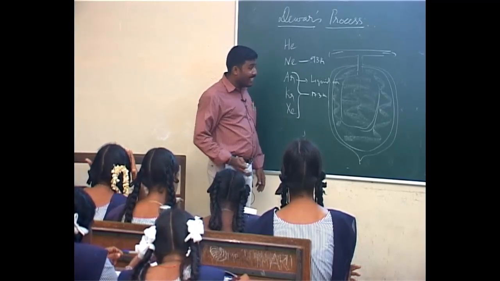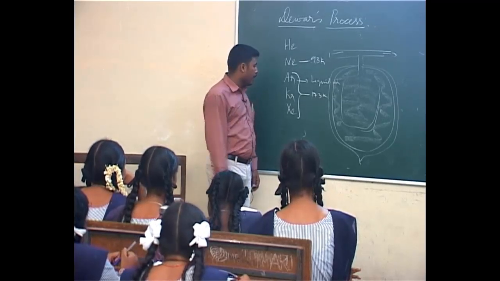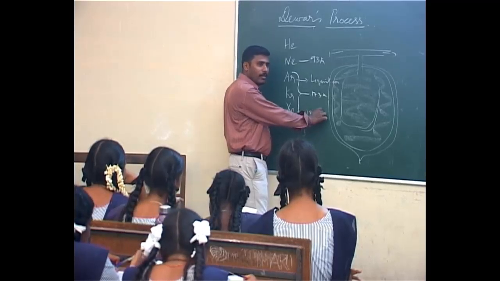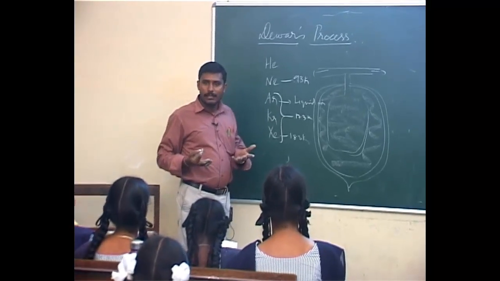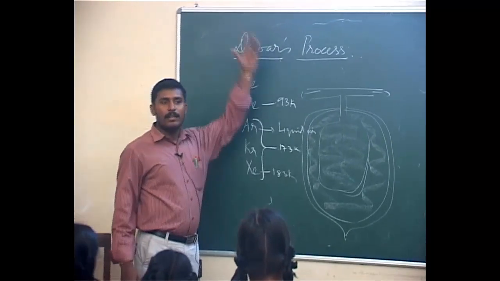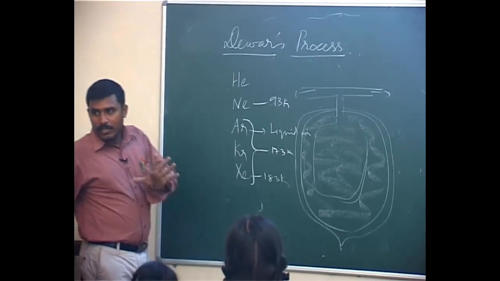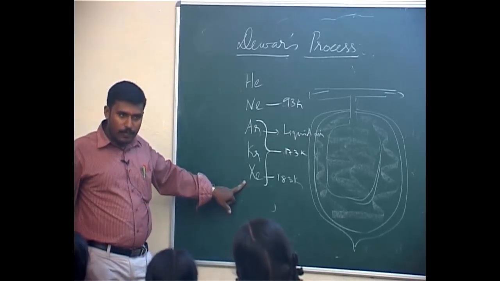Now we are going to increase the temperature from 173 to 183 Kelvin. At that time xenon will be absorbed. What is remaining? Krypton, which you can pump out and collect. Clear? Now you have got all the inert gases individually, separately. Clear? So initially you have helium, neon, argon, krypton, xenon.